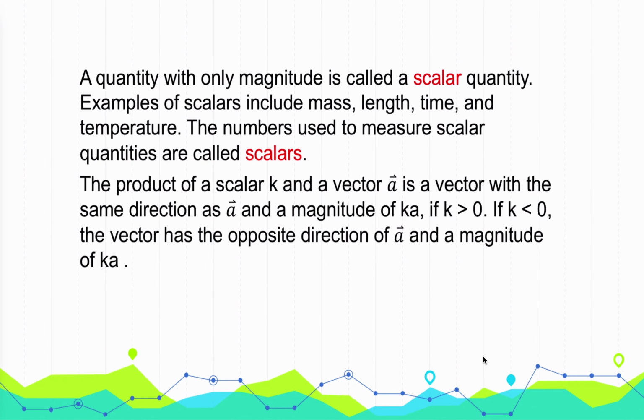A quantity with only magnitude is called a scalar quantity. Examples of scalars include mass, length, time, and temperature. Numbers that can be used to measure scalar quantities are called scalars. The product of a scalar k and a vector a is a vector with the same direction as vector a and a magnitude of ka, if k is greater than 0. If your scalar is negative, the vector has the opposite direction of a and a magnitude of |k|a.